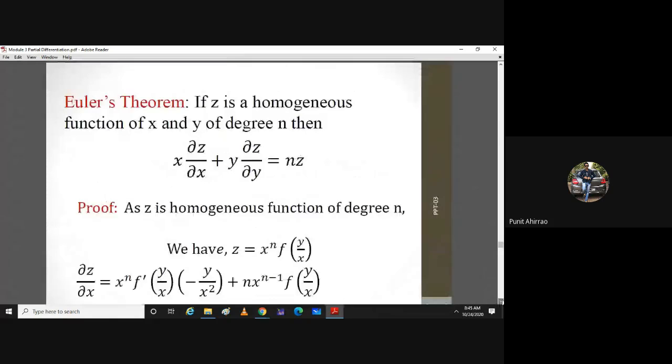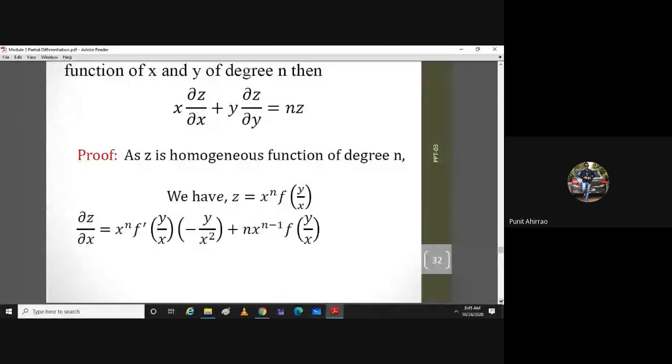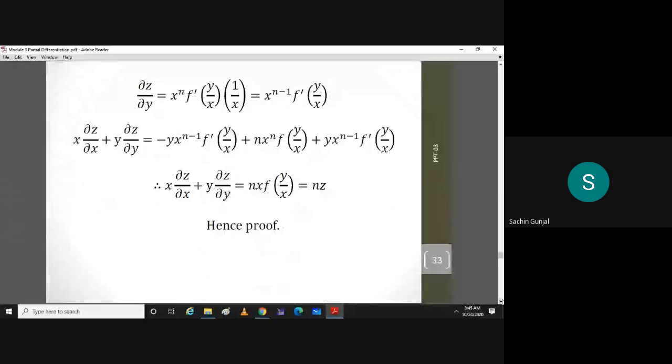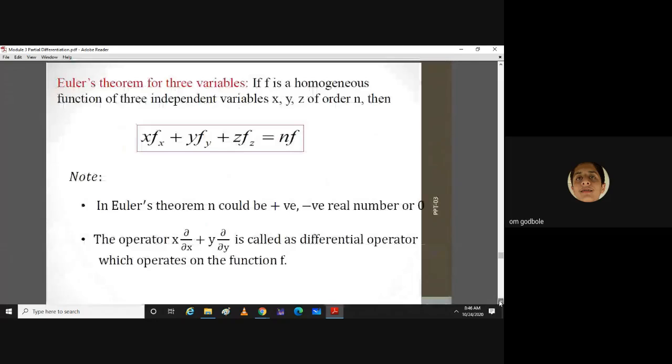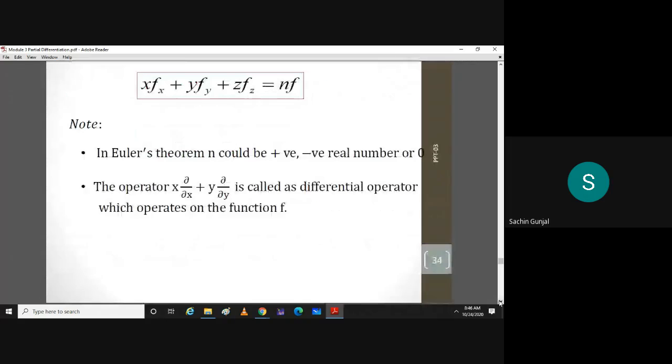Sir, can you tell the syllabus for the midterm exam? Yeah, first two modules. Theory of matrices, and the second is differential calculus, which includes nth derivative and then Maclaurin's and Taylor's theorem, series expansion. Partial differentiation won't come. I'll put it on the group also.